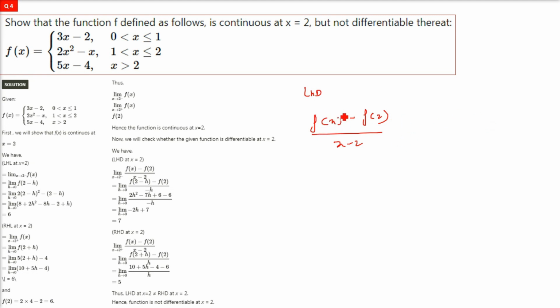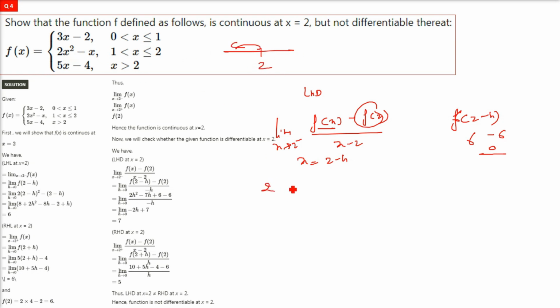Now you see, when we computed the left hand limit for continuity, f(x) was 6. And what is f(2)? Again 6. So 6 minus 6 would be 0 ultimately, so we cannot do it like that. We have to write x as 2 minus h here. We have to take proper steps so that the denominator gets cancelled.